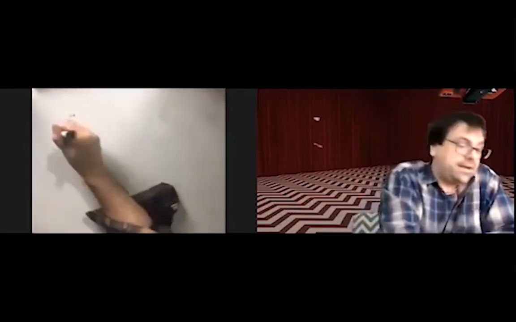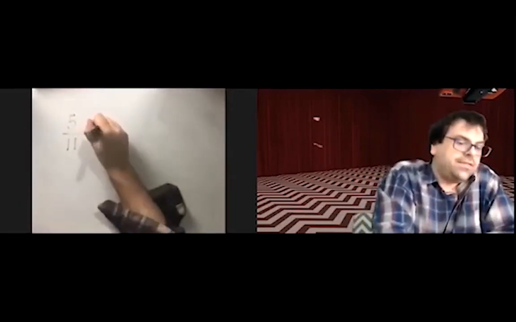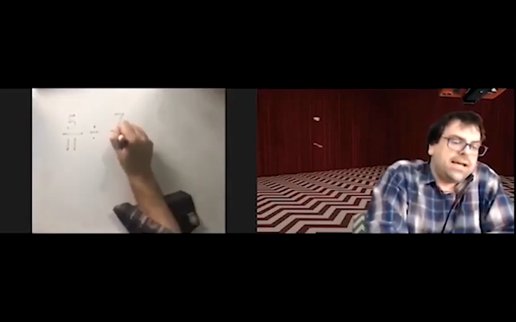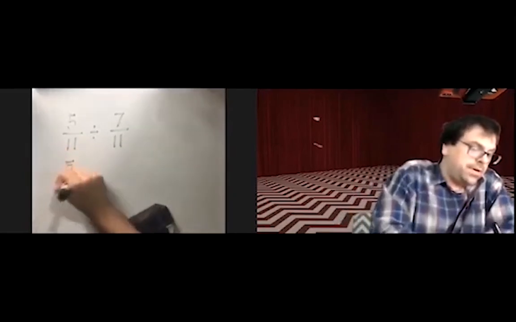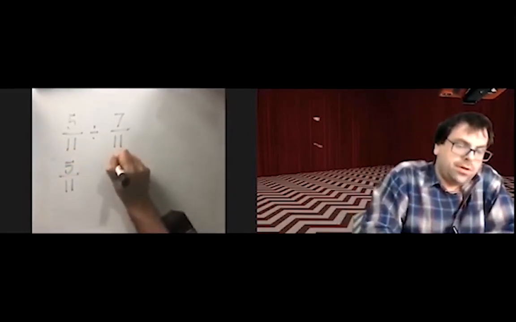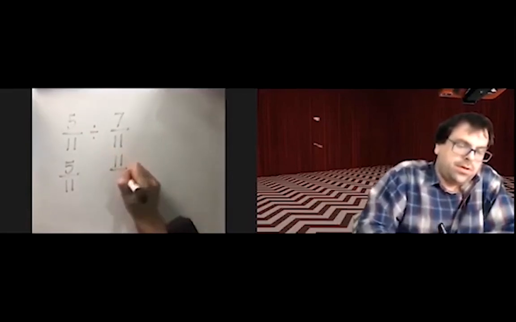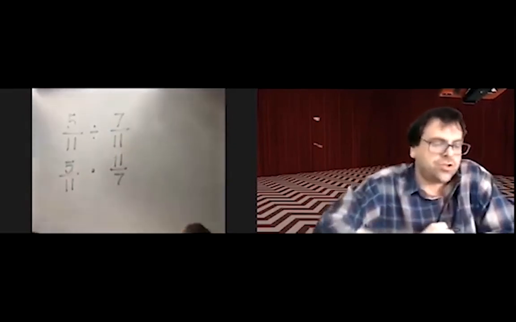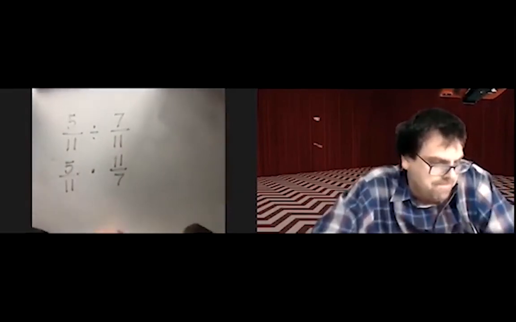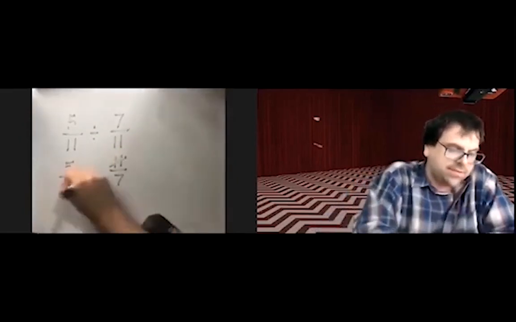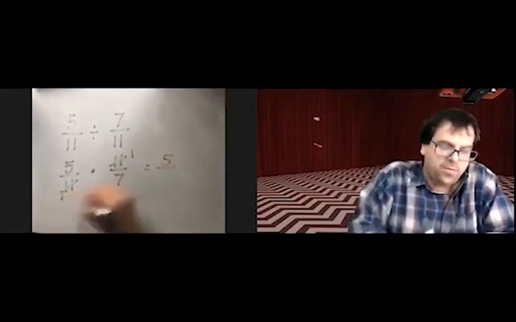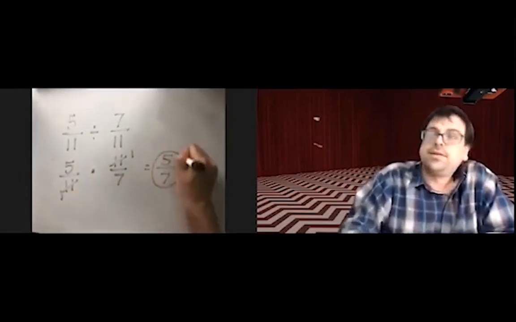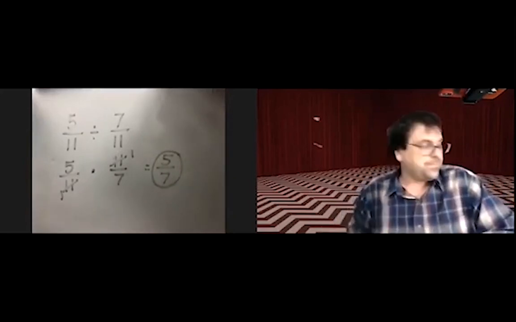Next, let's take a look at 5/11 divided by 7/11. Keep, flip, change division to multiplication. The 11s cancel, 1 over 1. 5 times 1 is 5. 1 times 7 is 7. 5 sevenths.